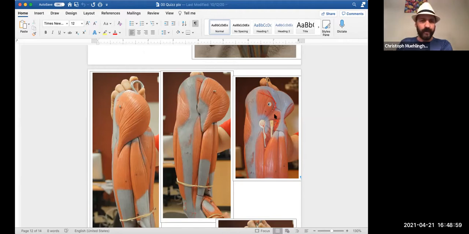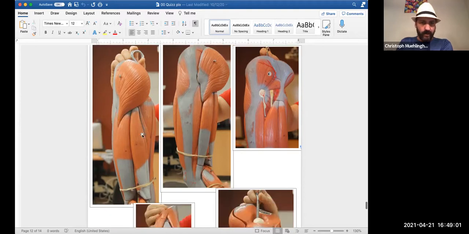What's this muscle called here in the back of the thigh? Muscle in the back of the thigh on the inside, the medial side.